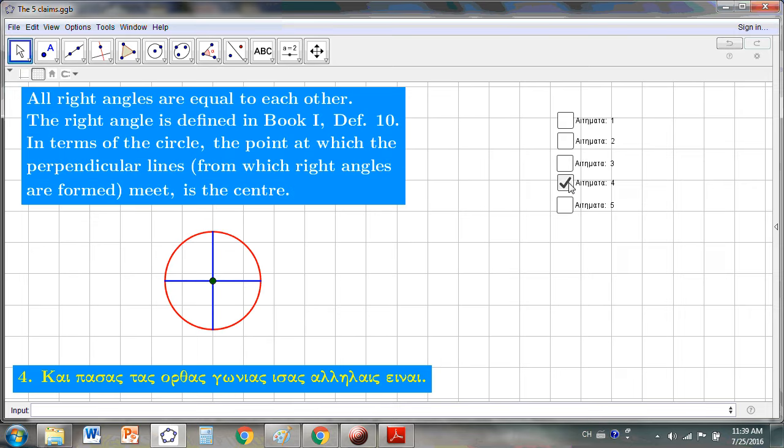The fourth claim says that all right angles are equal to each other, and of course this is defined already in Book 1 in Definition 10. There is nothing to prove. If you had to draw a circle, the point at which the perpendicular lines meet is the center. So if these are the perpendicular lines, there's a center, and you can draw 4 equal angles, and they never change because the angle between these two lines remains the same. It doesn't matter how big or small the circle is, right? Okay, so this fourth claim says that right angles are equal to each other. It doesn't have to be proved because we've defined what are right angles.